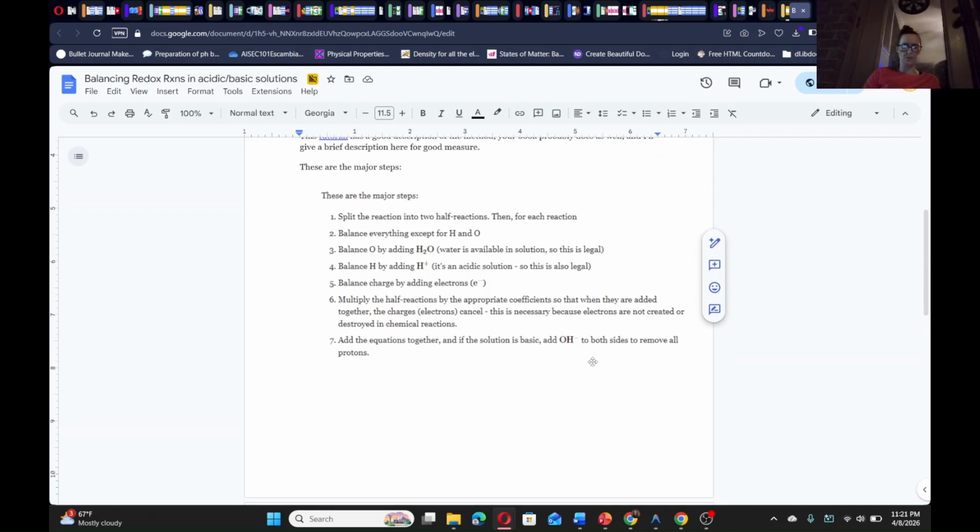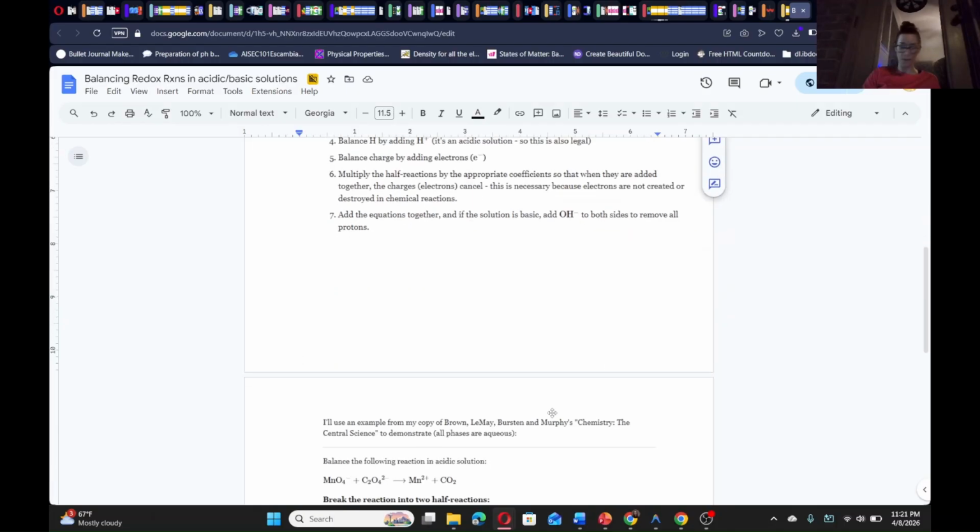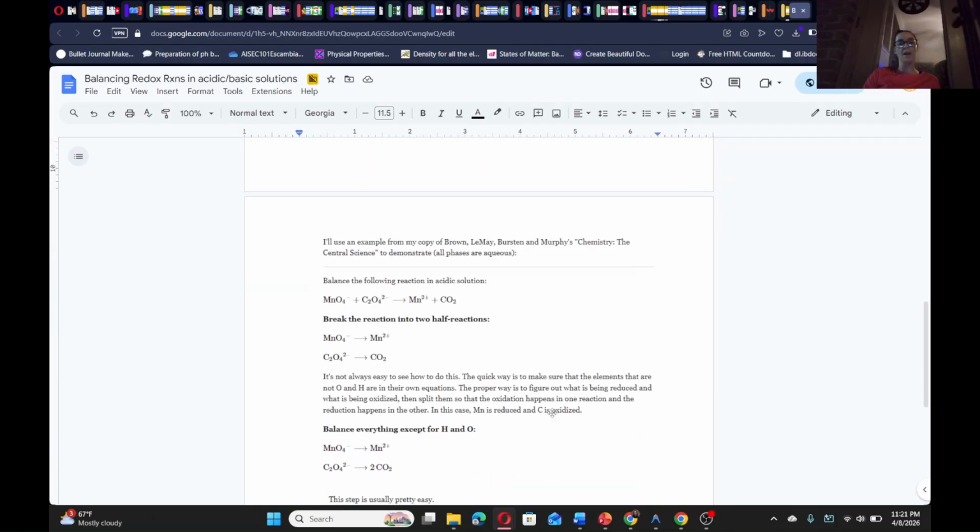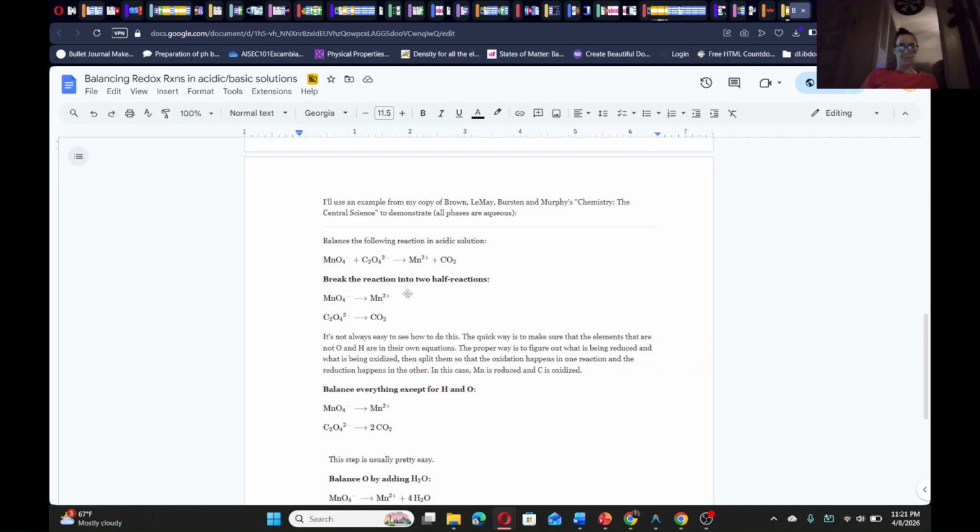And this is telling you how to do it if your solution is basic, which you don't have to worry about because you don't have to know that. But let's give an example, okay? So this is balancing this reaction in acidic solution. So this is permanganate and this is dichromate.